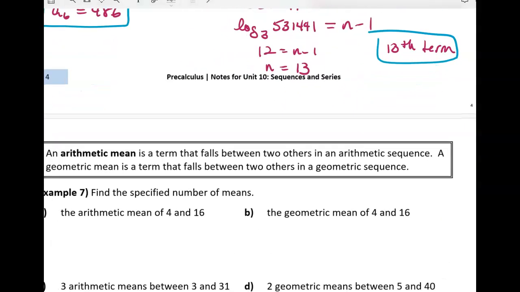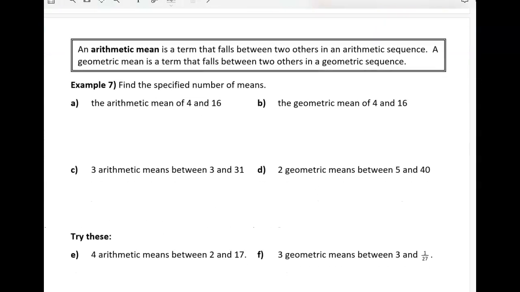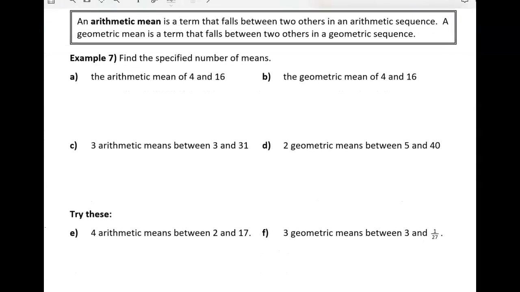All right, one last thing that we're going to take a look at is what are called means. Now I know you know the concept of an arithmetic mean, which is just actually the average. But another way to define mean is it's a number that falls between two others in an arithmetic sequence. A geometric mean, similarly, is a term that falls between two others in a geometric sequence.